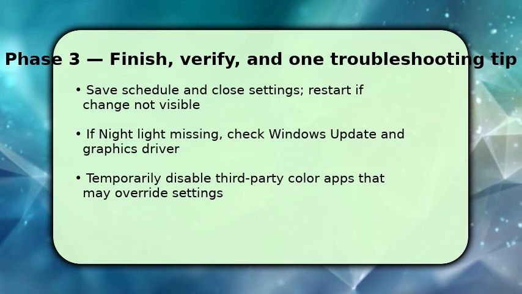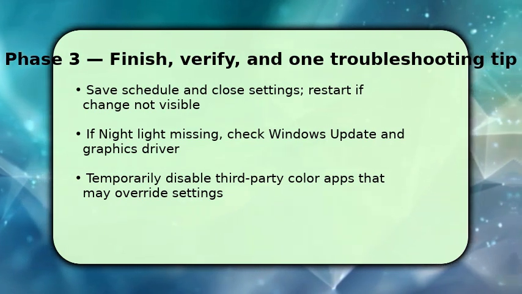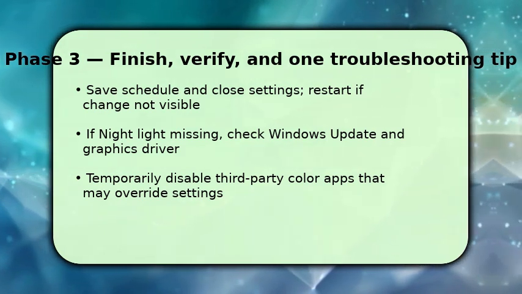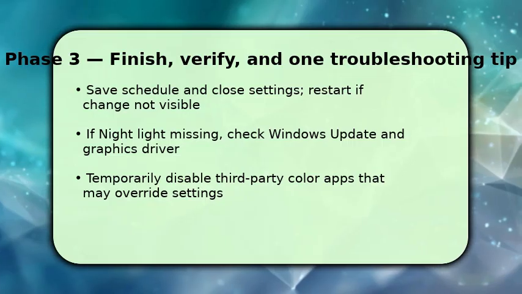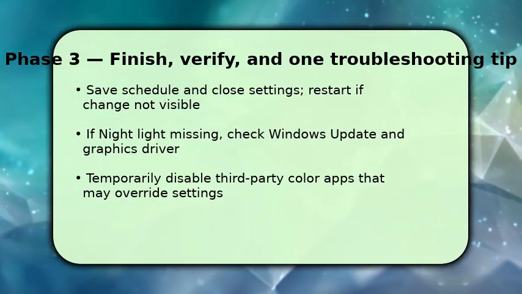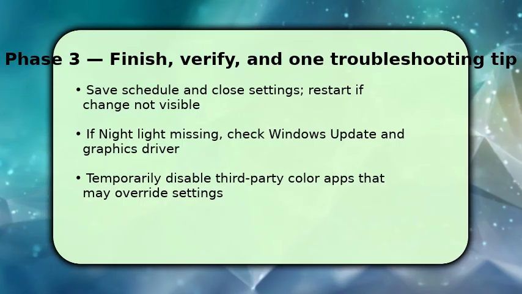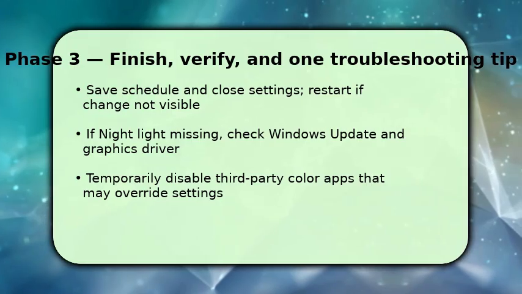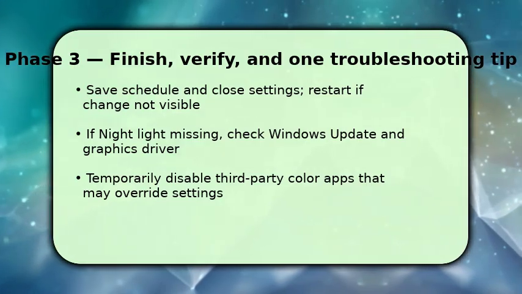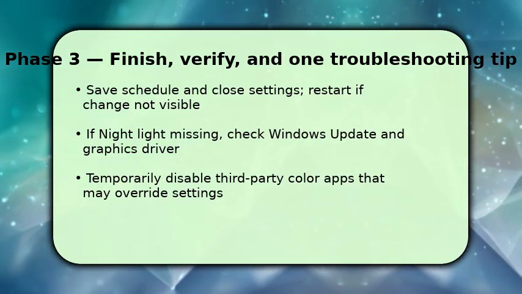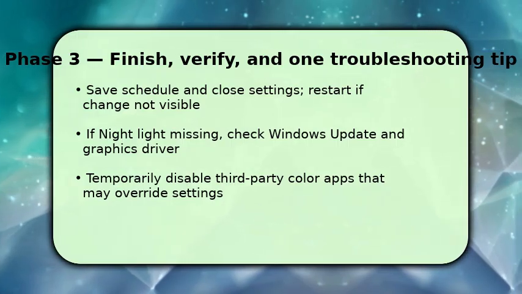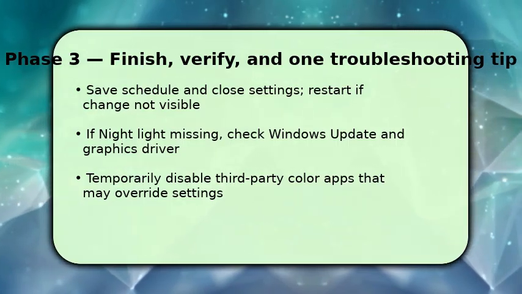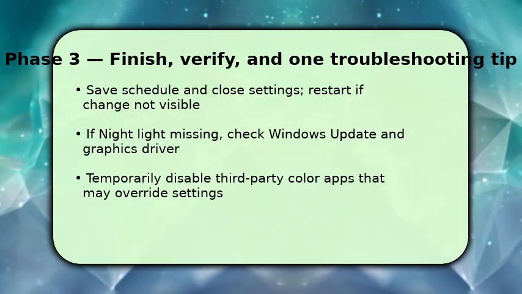If you don't see night light, restart Windows and check for updates, because missing or outdated graphics drivers often block the feature. Once restarted, make sure no third-party color management or RGB utilities are overriding system controls. Temporarily disable them to test. If problems persist, run Windows Update and reinstall the display driver. That troubleshooting tip, update drivers first, fixes most night light visibility issues.